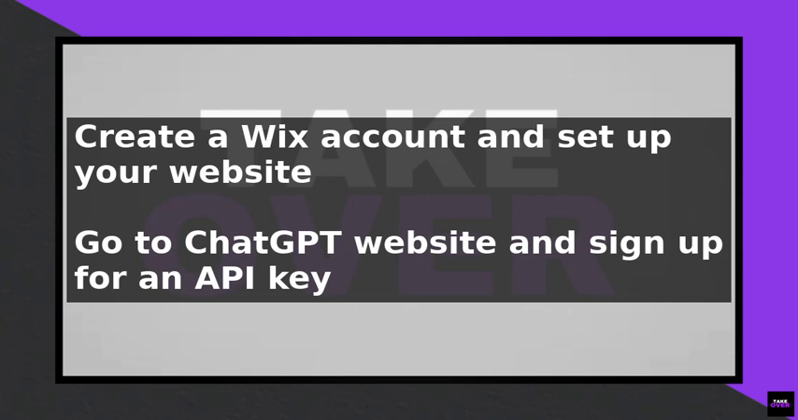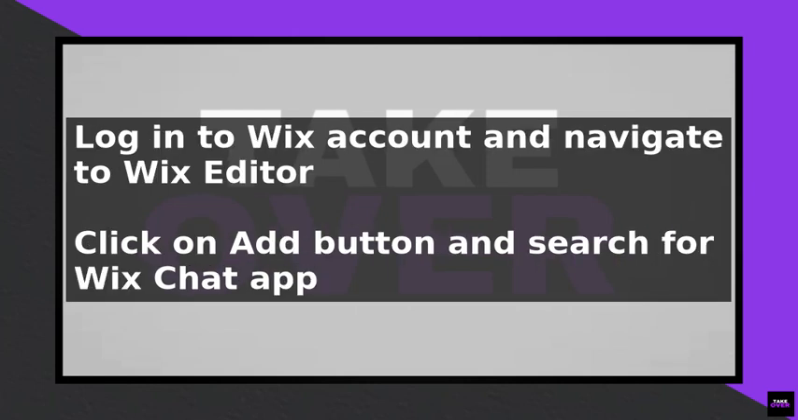Once you have your API key, log into your Wix account and navigate to the Wix editor. Click on the Add button and search for the Wix Chat app. Click on the app to add it to your website. After adding the app, click on the Settings icon and select the Custom Chatbot option. In the Custom Chatbot section, select the API option and enter your ChatGPT API key. This will connect your ChatGPT chatbot to your Wix Chat.